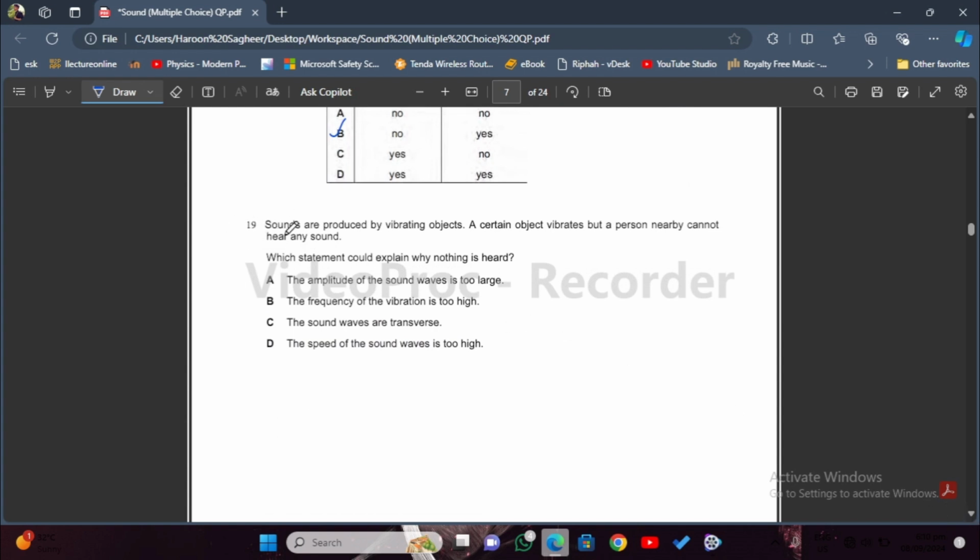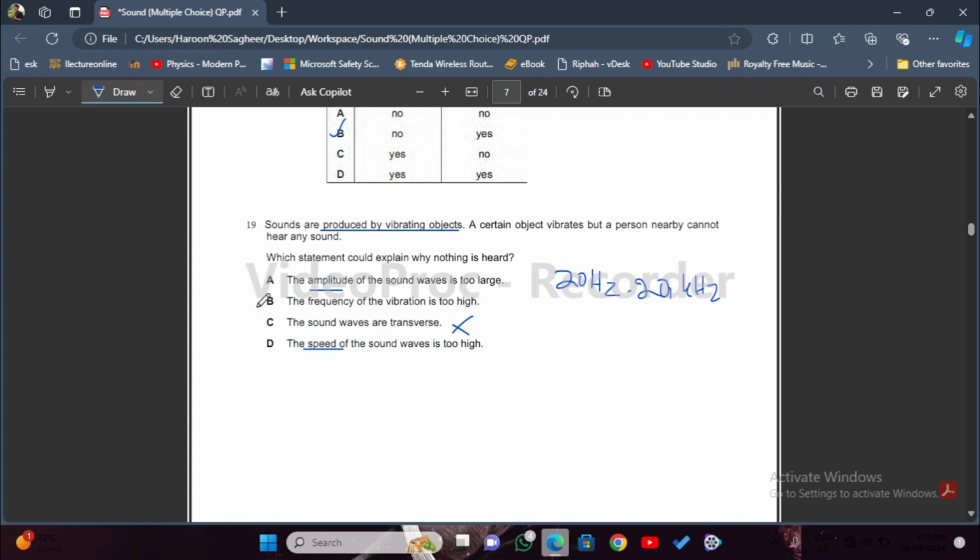Right, question number 19. Sounds are produced by a vibrating object. Yes, that is true. A certain object vibrates, but a person cannot hear any sound. Well, if a person cannot hear any sound, there would be a frequency alteration. Maybe the sound that is produced is way higher than this frequency range, because it's not really a matter of amplitude or the loudness or the speed, etc.